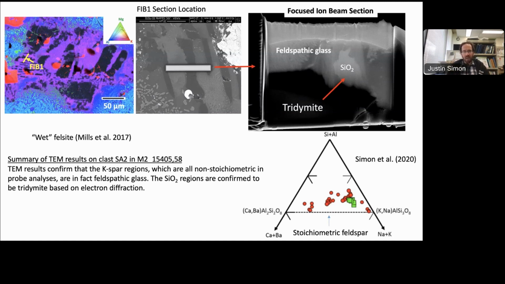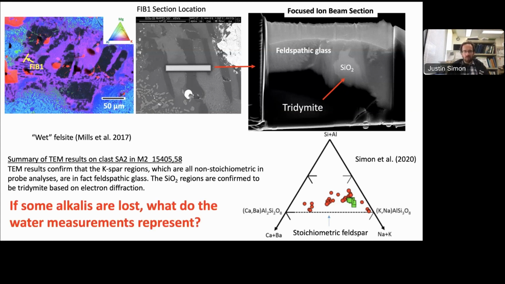But when we went back and did a bunch more, and you can see this in the lower right, this is a compositional space for feldspars. You can see that between the calcium or plagioclase end member and the alkali feldspar or orthoclase end member, the data don't fall along that join, which is the stoichiometric feldspar. So that's the first indication that something is going on with this sample. It is missing volatiles, if you will. The data are closer to the silica and the aluminum.